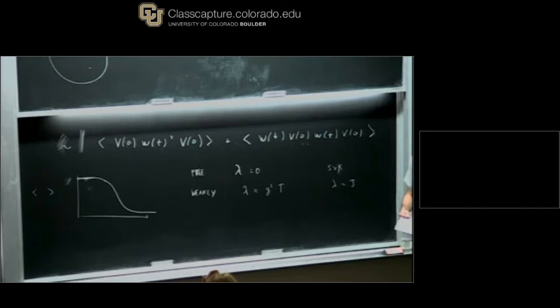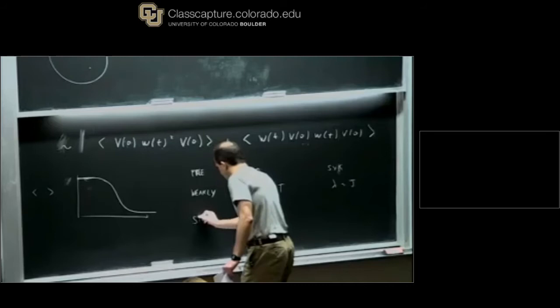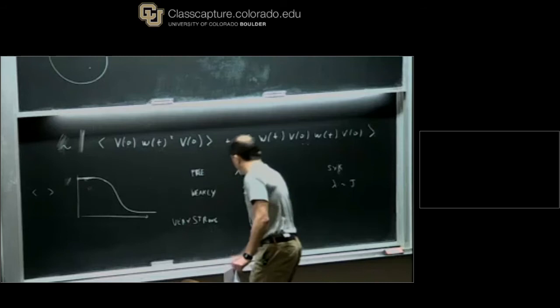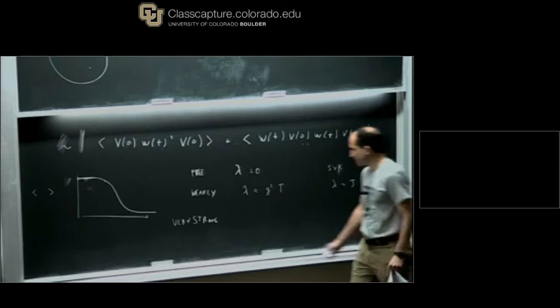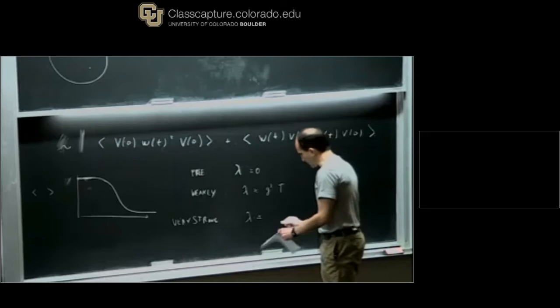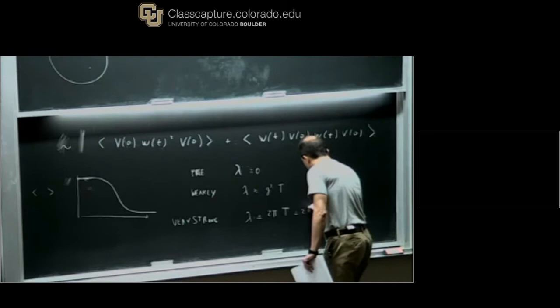And then in a very strongly coupled theory, for example a theory that has a gravity dual, I'll discuss that computation in detail in the next lecture. But you can do this computation by using a theory that has a gravity dual. The thermal background corresponds to a black hole. And by doing some computations near a black hole background, you see that lambda is equal to 2 pi times the temperature, or 2 pi over beta, where beta is the inverse temperature. So that's what you get in those cases.